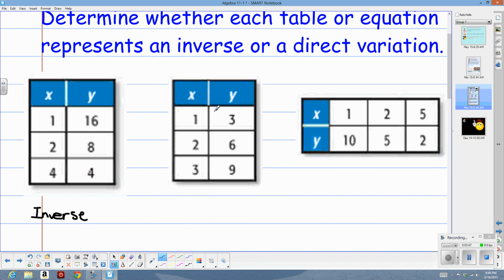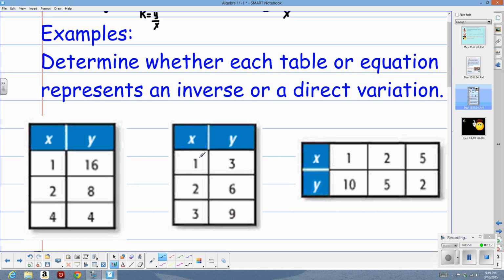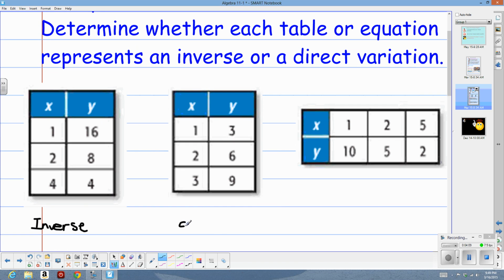In our next example, 1 times 3 is 3, 2 times 6 is 12, and 3 times 9 is 27. That does not work. But if we take y and divide it by x, 3 divided by 1 is 3, 6 divided by 2 is 3, and 9 divided by 3 is 3. Since that works out, that's a direct variation. Another way to think about this is if you take x and multiply it by a constant, in this case 3, 1 times 3, 2 times 3, 3 times 3, you end up getting y.